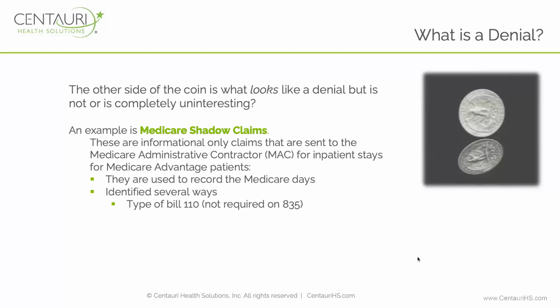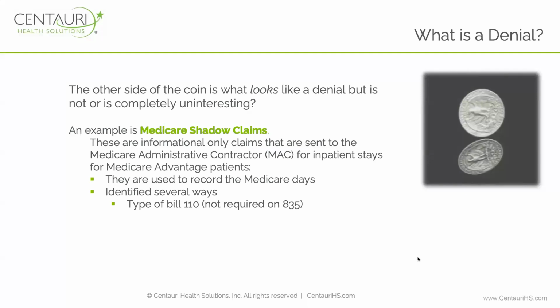Now, there are a whole host of ways to identify them. The standard by the book is really easy. Use a bill type of 110, not 111, but 110. Send them your claim. It has all your information that you're sending to the Advantage plan, and it allows Medicare to easily, I say easily, I don't know if it's easy, but allows them to keep track of the days.